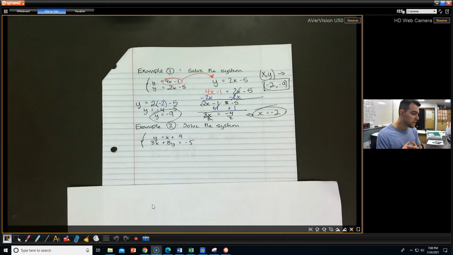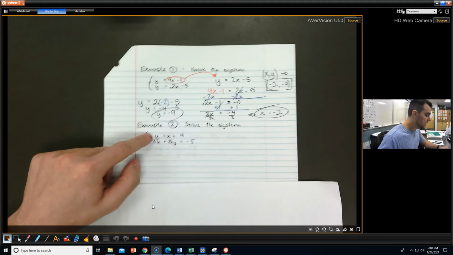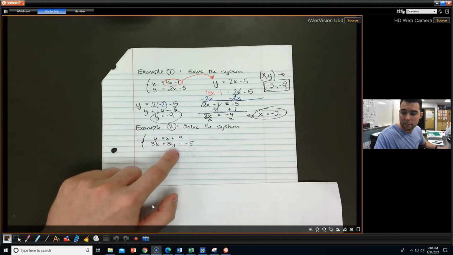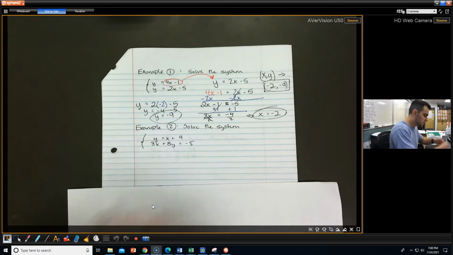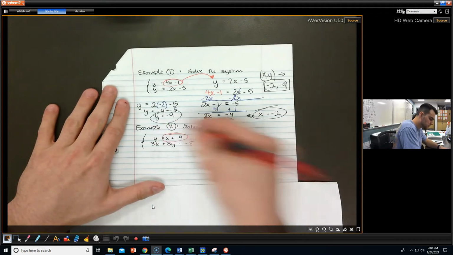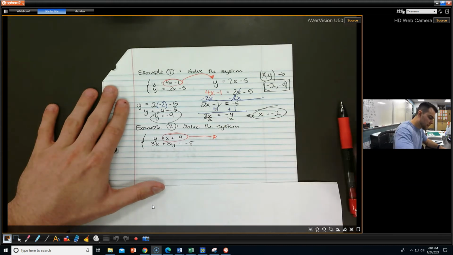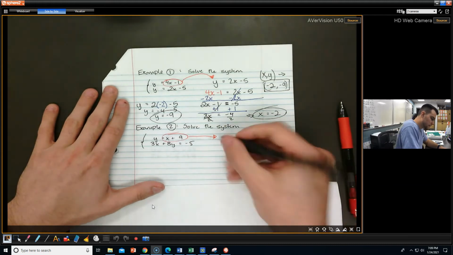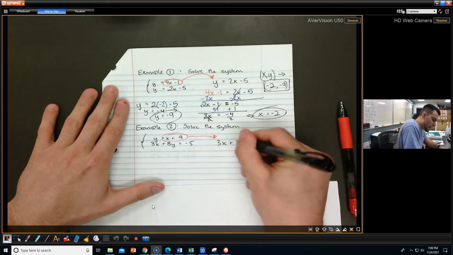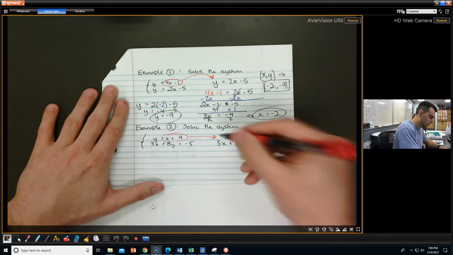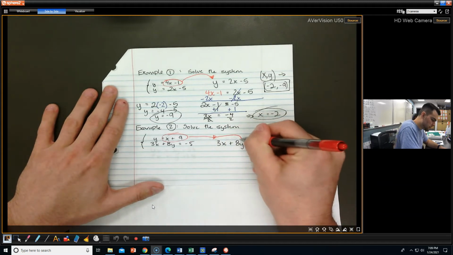This time, we only have one of our equations solved for y. So this first one right here, we have y equals x plus 9. So that's the one I'm going to plug in for the other y. So I'm going to take that, x plus 9, and once again, I'm going to plug it in for my y in my second equation. So I'm going to extend this arrow over here.